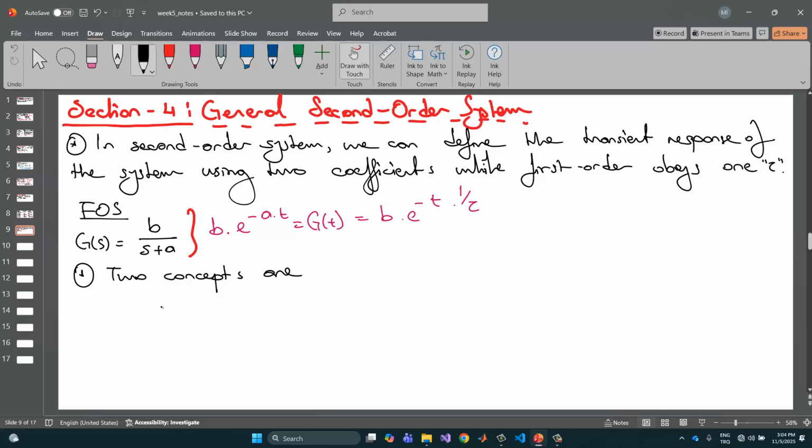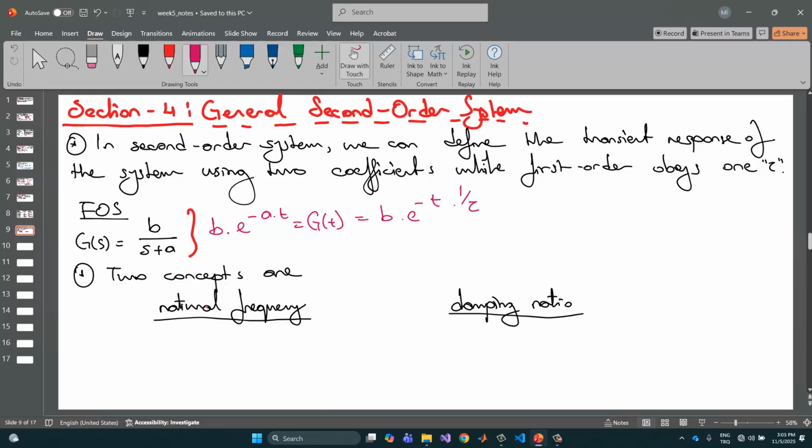are natural frequency and damping ratio. Anyone knows that? Damping ratio? Just remember the system dynamics lesson. What's the meaning of the damping ratio? Or natural frequency?